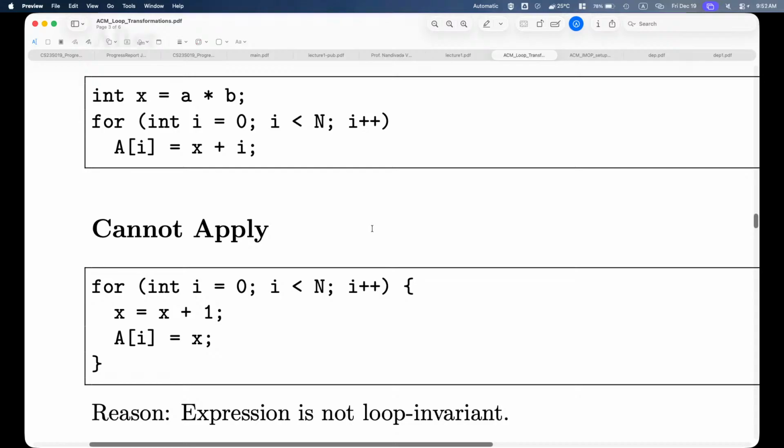Now I am doing A times B. Is A times B loop variant or invariant? Invariant, does not change. So I'll say, okay, good, T1 equal to A times B and use T1. So now I have X equal to T1.